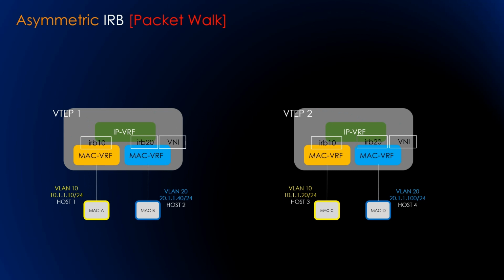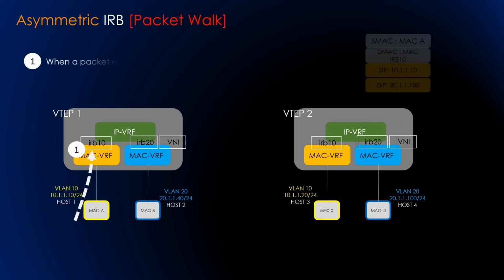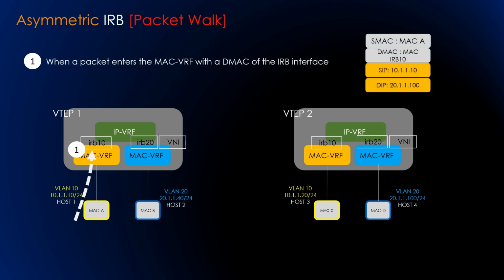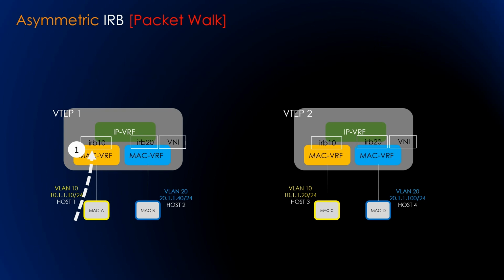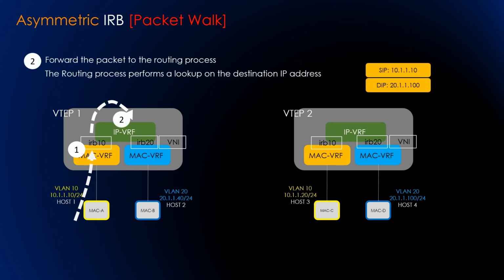So in general, we have two VTEPs. In VTEP 1, we will have host 1 in VLAN 10 intending to communicate with host 4 in VLAN 20 in VTEP 2. So when a packet enters the MAC VRF with a destination MAC address of the IRB interface, the MAC VRF strips off the MAC header, and then it forwards the packet for the routing process. In the routing process, it performs a lookup on the destination IP address of 21.100, which is host 4.